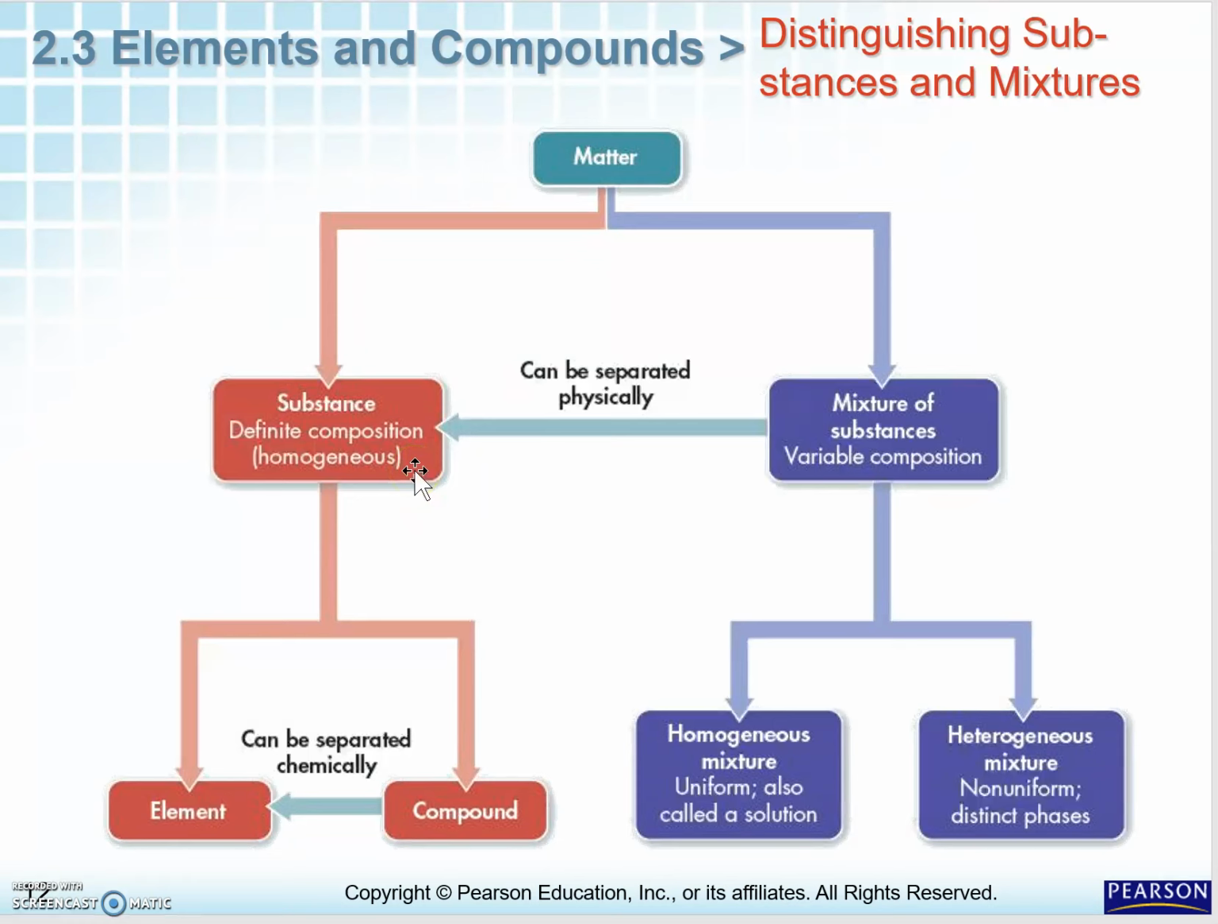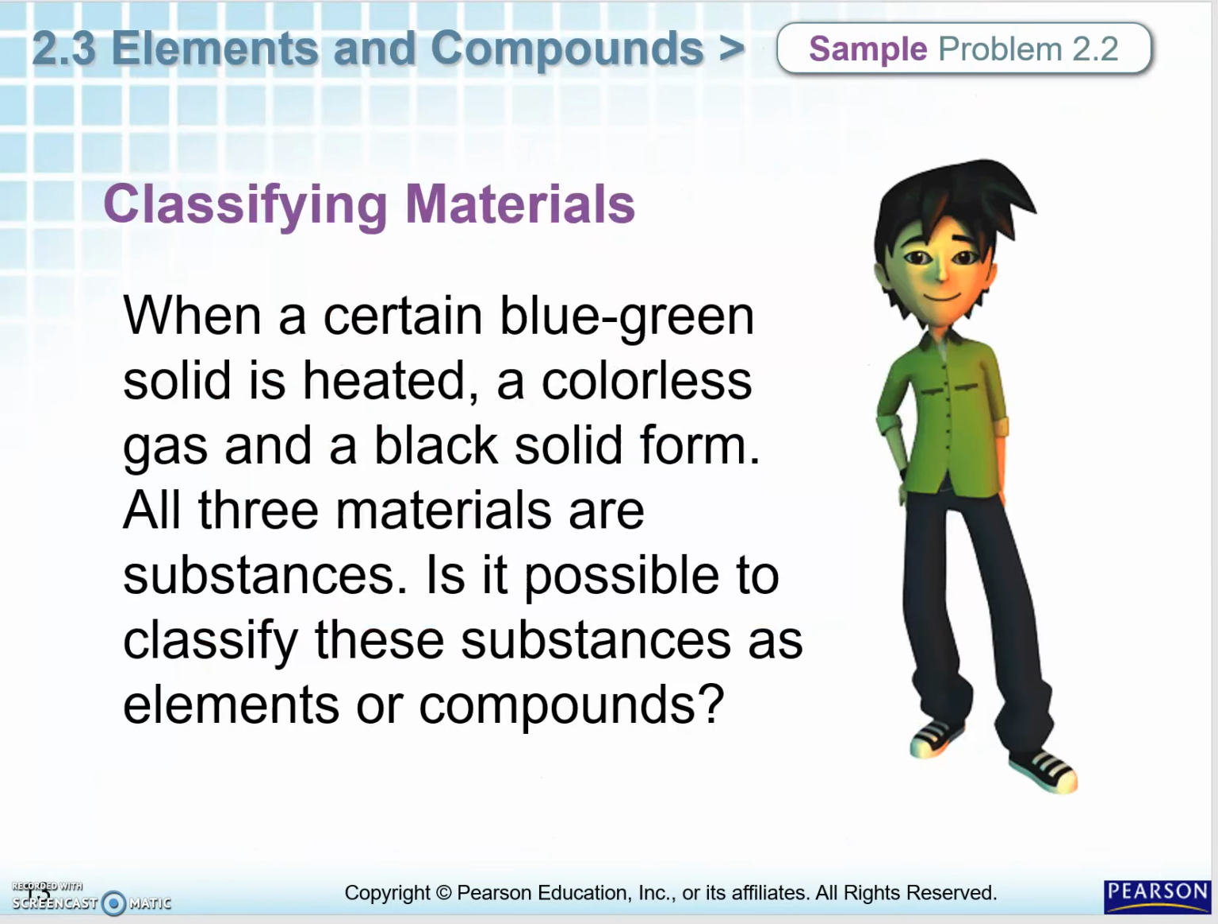It's all homogeneous, but you could have a compound or an element. And you can determine which is which based on if you can chemically separate it. If it's a compound like sugar, you can chemically separate it into the elements carbon, hydrogen, and oxygen. So here's a quick way to apply if something is a mixture or a substance.